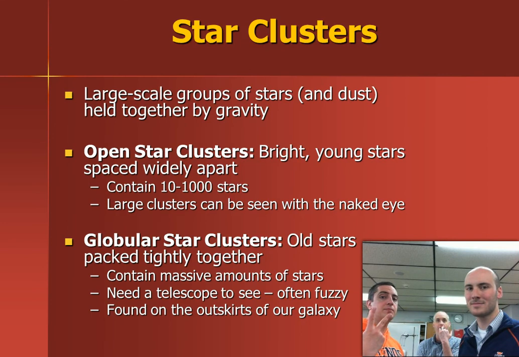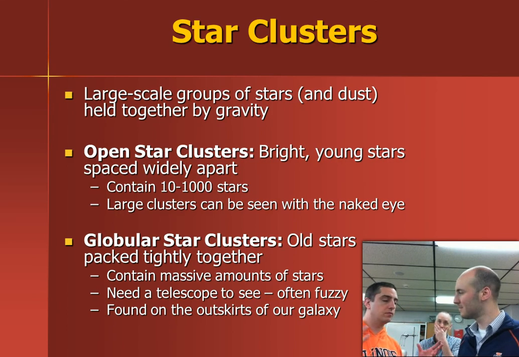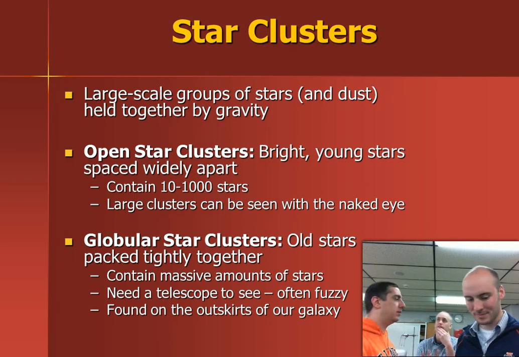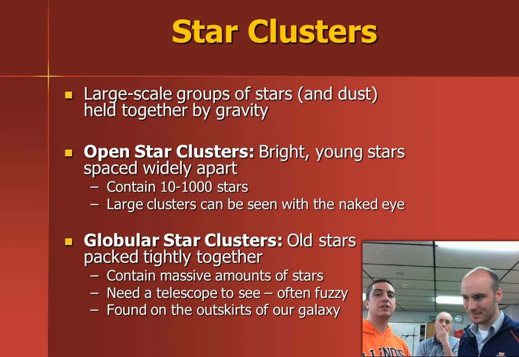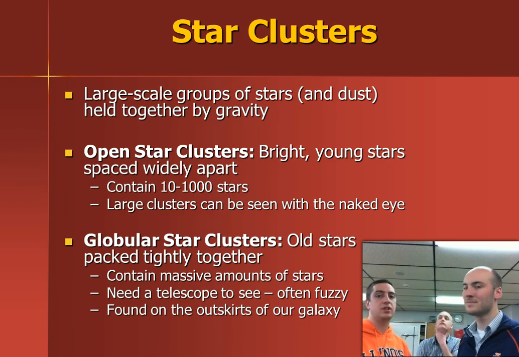Two main types. You've got the open star clusters, which are very, very bright young stars. They are widely spaced apart, relatively speaking, and they've got anywhere from 10 to 1,000 stars roughly. You can see these with the naked eye. Basically, when you look in the sky and you see a large number of stars that are closer to each other than some other stars, you're probably looking at an open star cluster.